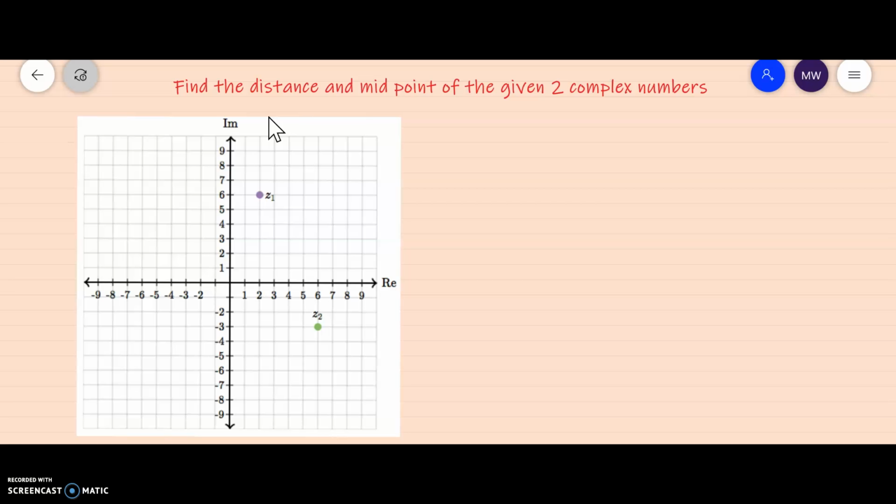Now we know that these are complex numbers because the plane that they have given us is a complex plane, which is the x-axis is a real axis and the y-axis is the imaginary axis. That stands for imaginary here.